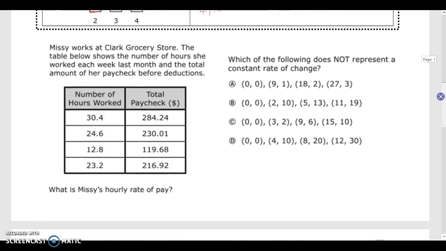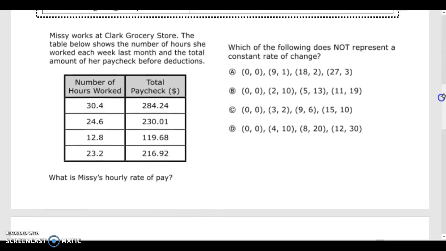All right, so now let's take a look at the next 2 problems together. This one here says Missy works at Clark grocery store. The table below shows the number of hours she worked each week last month and the total amount of her paycheck before deductions. What was her hourly rate?